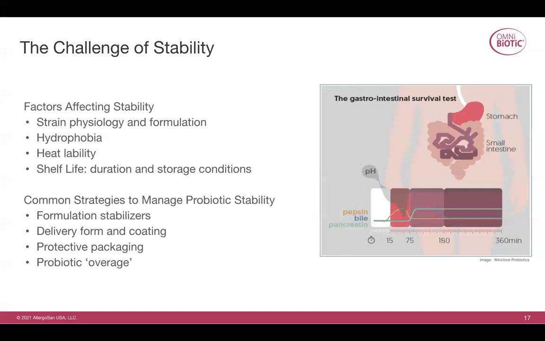What's the delivery method? Is it a capsule? Is it a powder? Is it a liquid? Is it a food product? And then how is it packaged? And is there protection from things known to harm or damage the product built into that packaging?